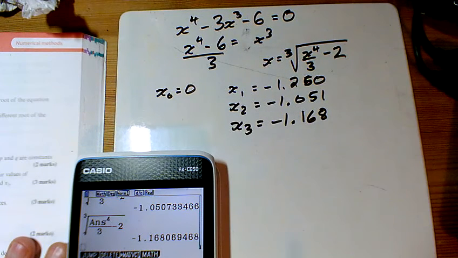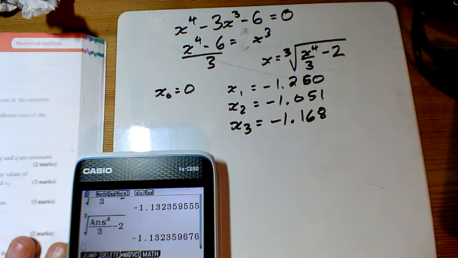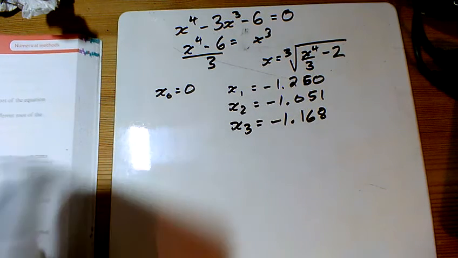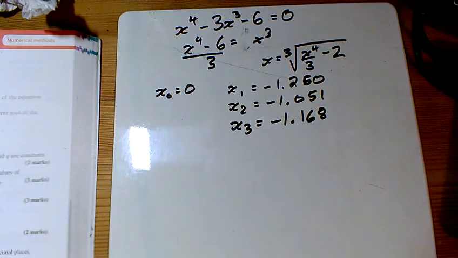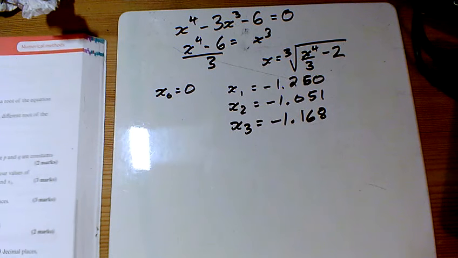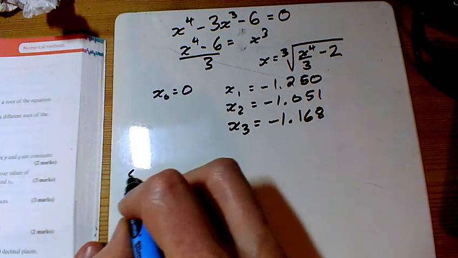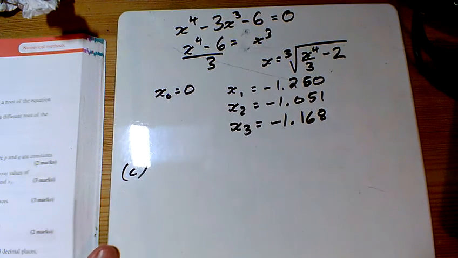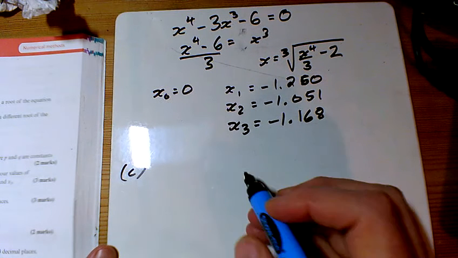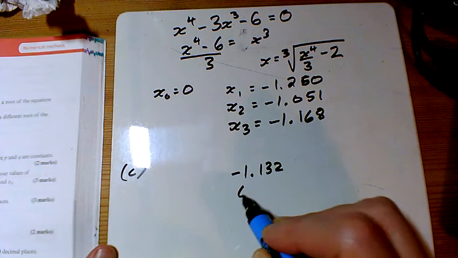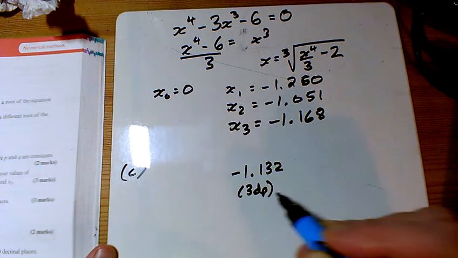I wonder what it will be if it keeps going. It homes in eventually going into minus 1.13. So there's the first couple of bits, and we've decided, I just showed you, it's going into about 1.13 something. So for part C, we're just going back to what we did in the previous exercise, that we want to show that it's 1.132 to 3 decimal places.